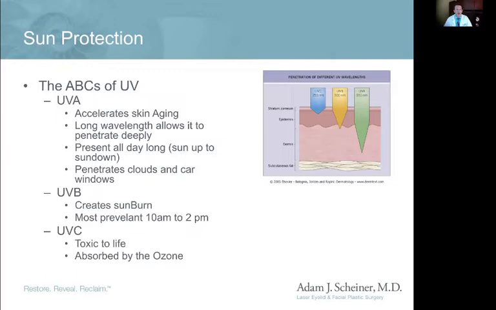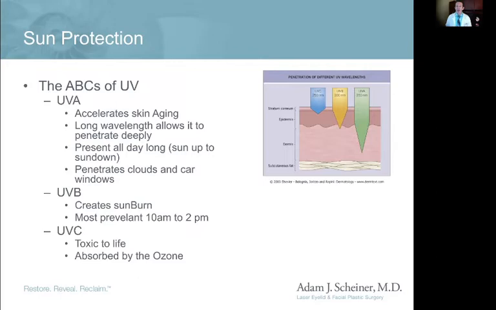So when the sun comes down on us, there's visible light, which allows us to see one another, and then there are invisible rays called the ultraviolet rays. There's the UVA ray, which is a long wavelength. Look at the picture on the right. You have the epidermis there and the dermis.